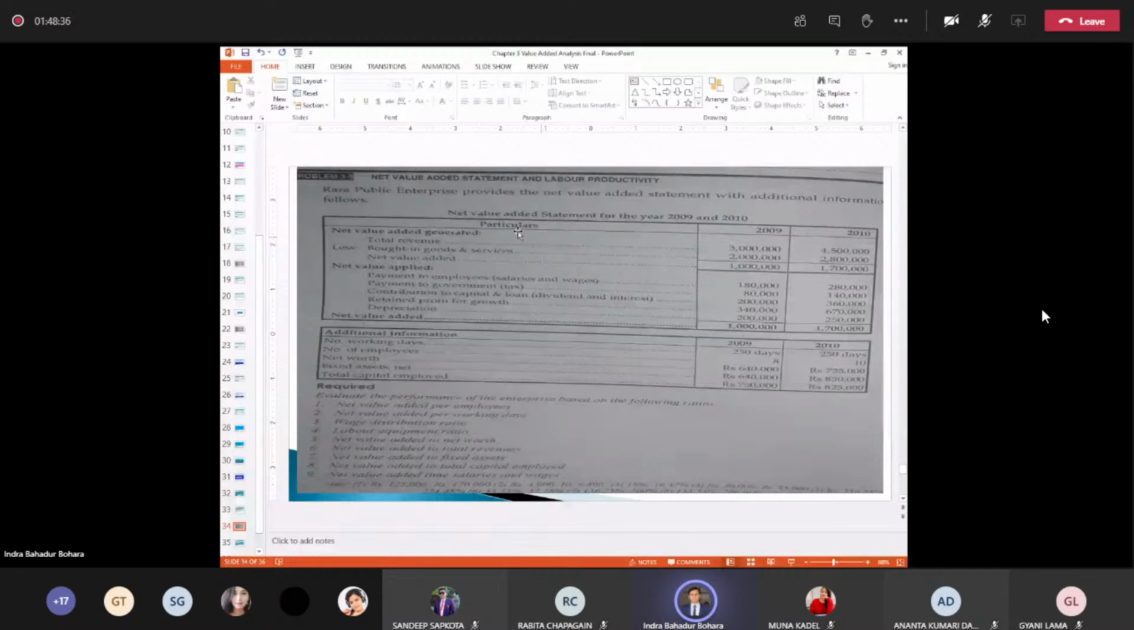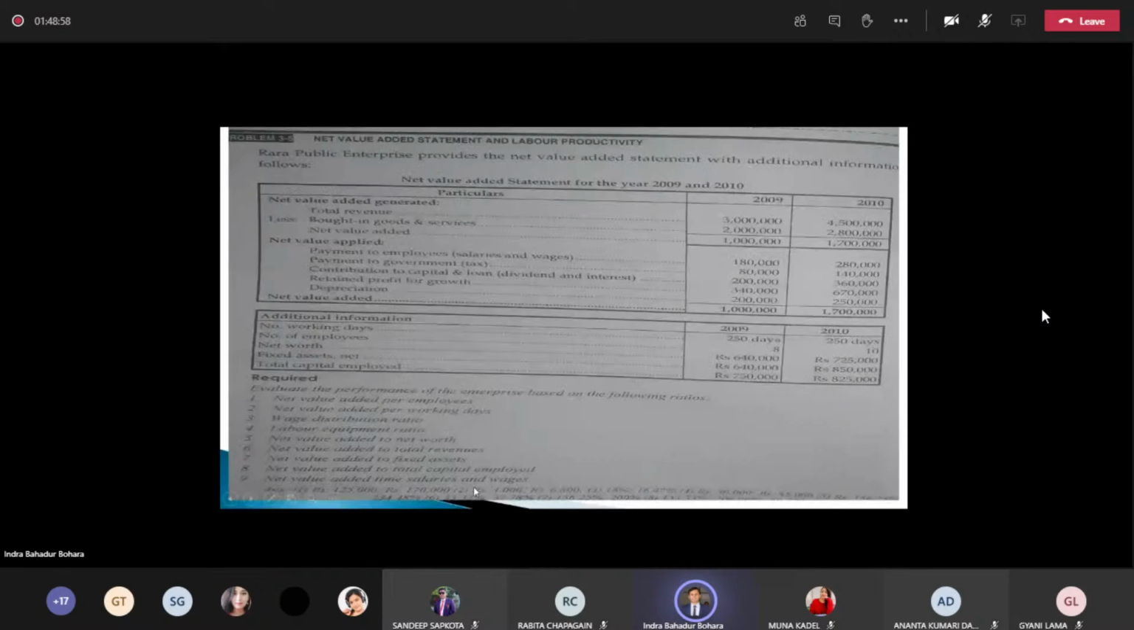So here you are given value added statement and other information, and you need to calculate the ratio and evaluate the company's performance. So at first, evaluate the performance of the enterprises based on the following ratios. The first one required A. पहिलो लेख्नुस् त A number. First one, net value added per employee. What is the formula for the calculation of net value added per employee?